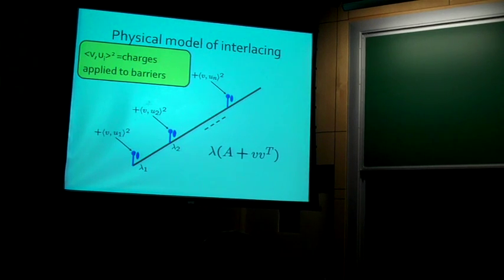So how much do I charge a barrier? When I'm adding a new vector v, if ui is the eigenvector corresponding to eigenvalue ui, I charge the barrier proportional to the inner product squared. Every barrier repels every eigenvalue, above and below. So if I charge this barrier, this eigenvalue can't get past it. Also in the limit, no eigenvalue can get past it. So that's the way I understand this formula.